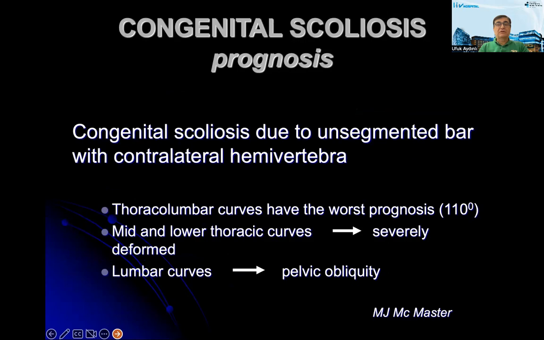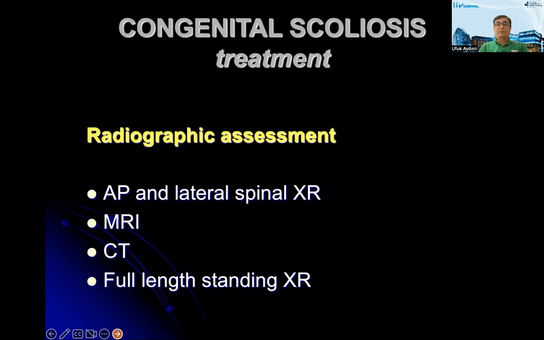As I said before, congenital scoliosis due to an unsegmented bar with a contralateral hemivertebra is the most progressive one. So after clinical examination and necessary consultations, we have to get AP and lateral spinal X-rays, MRIs if necessary, and a CT scan should be studied.